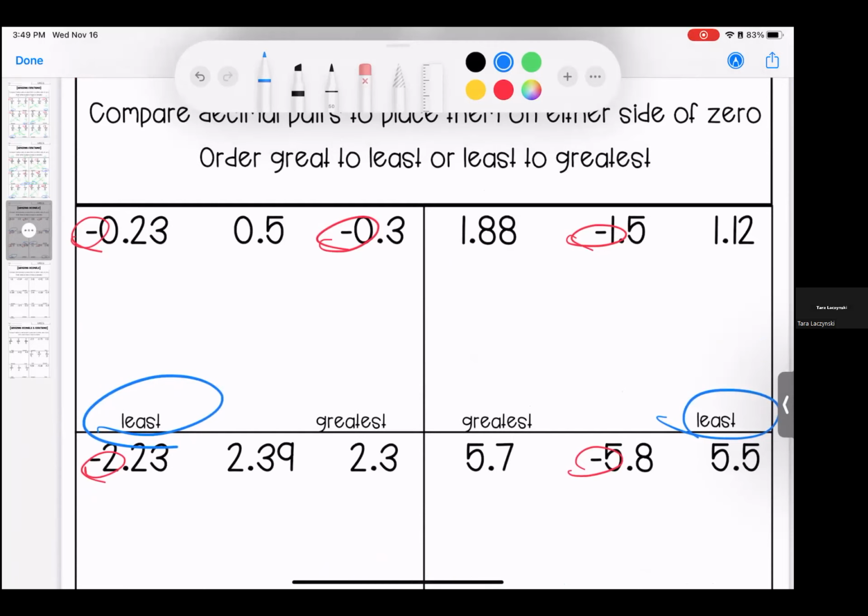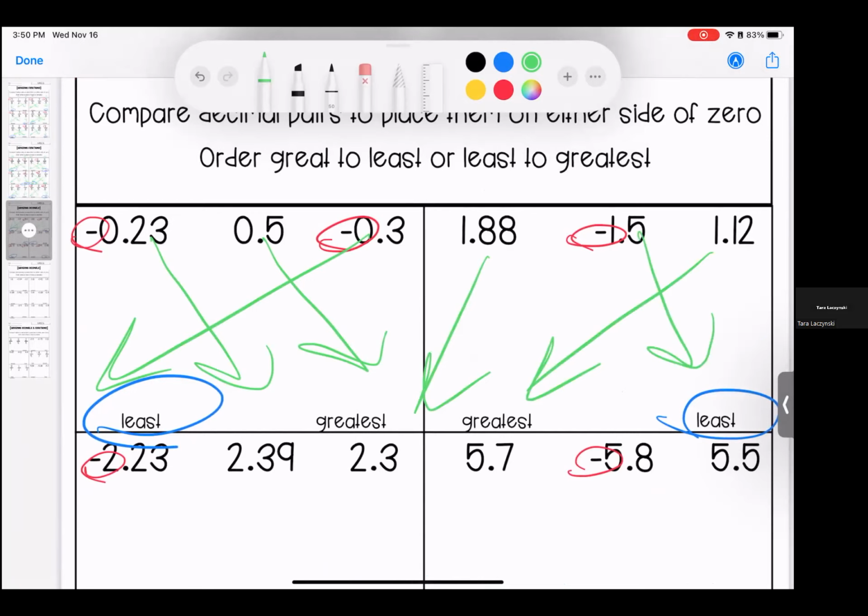Starting with the smallest, but knowing that small in the land of negative is backwards, right? So this is going to be our smallest, middle, large. Starting with greatest this time, we have two positive numbers. This is going to be our greatest, this is second place, and this is our smallest.